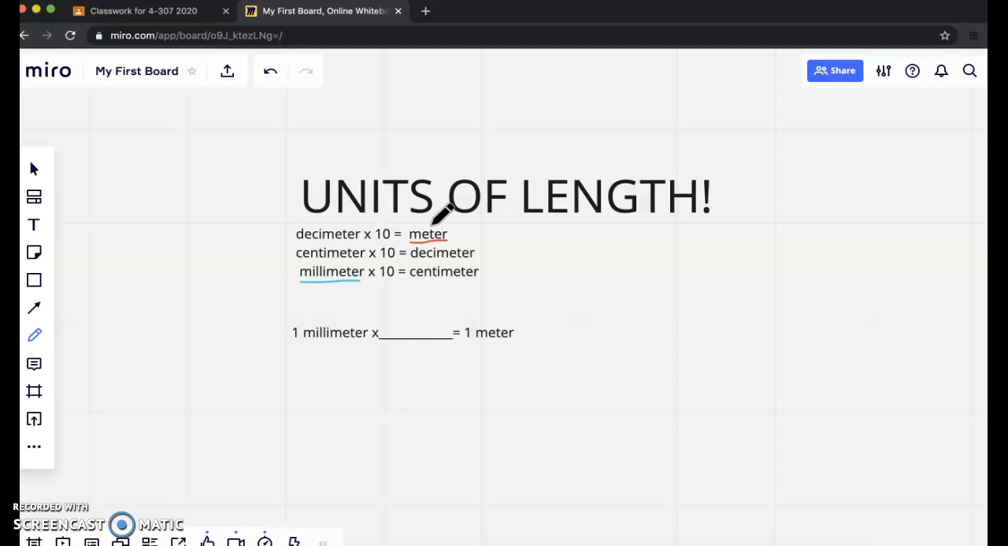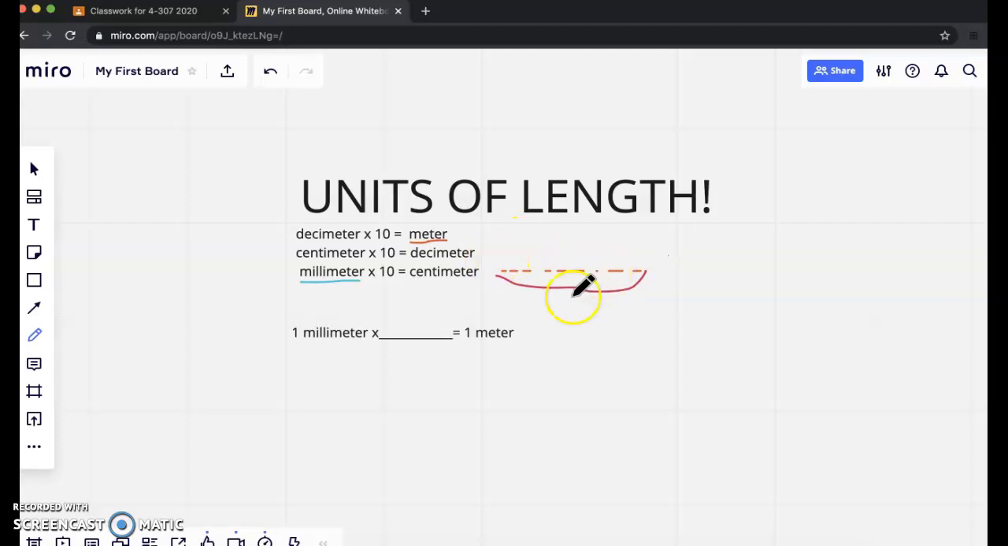Now, so you might see something like this. We have a millimeter times 10 is a centimeter. So imagine a millimeter is like that, and a centimeter is just 10 of those. So it would just be 10 times longer, right? Centimeter is one of these. This whole thing is a centimeter, right?